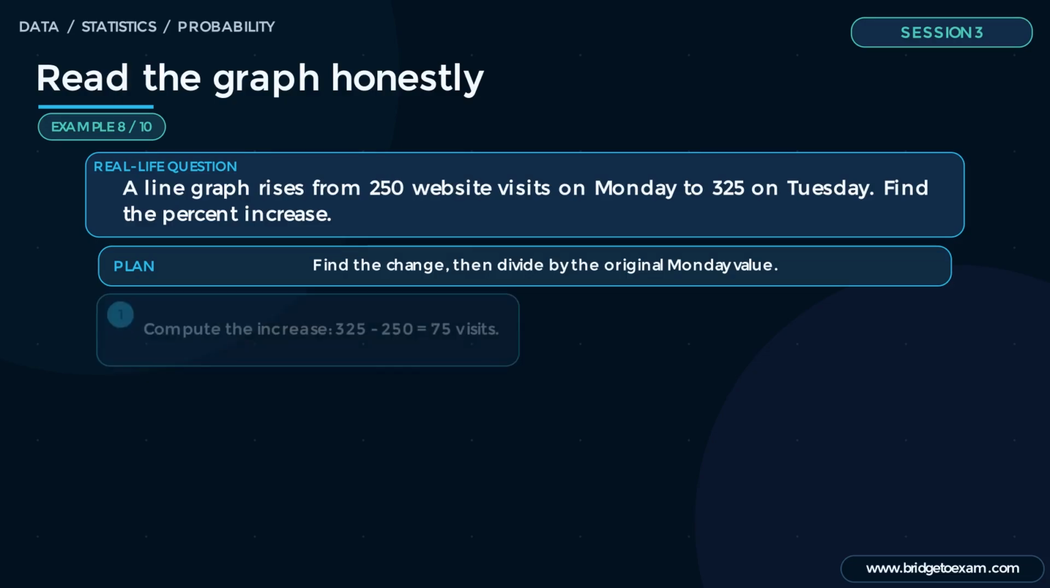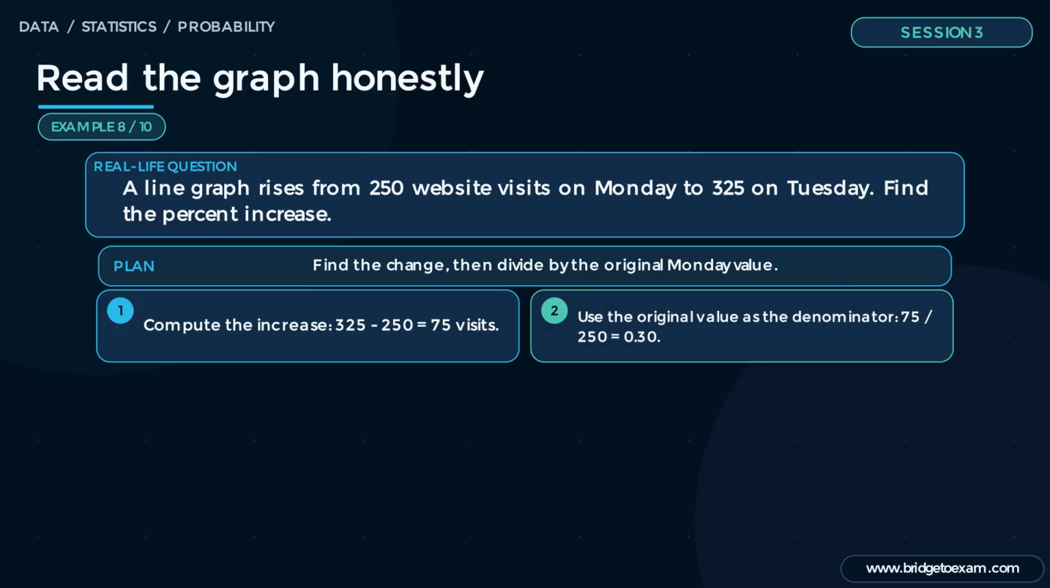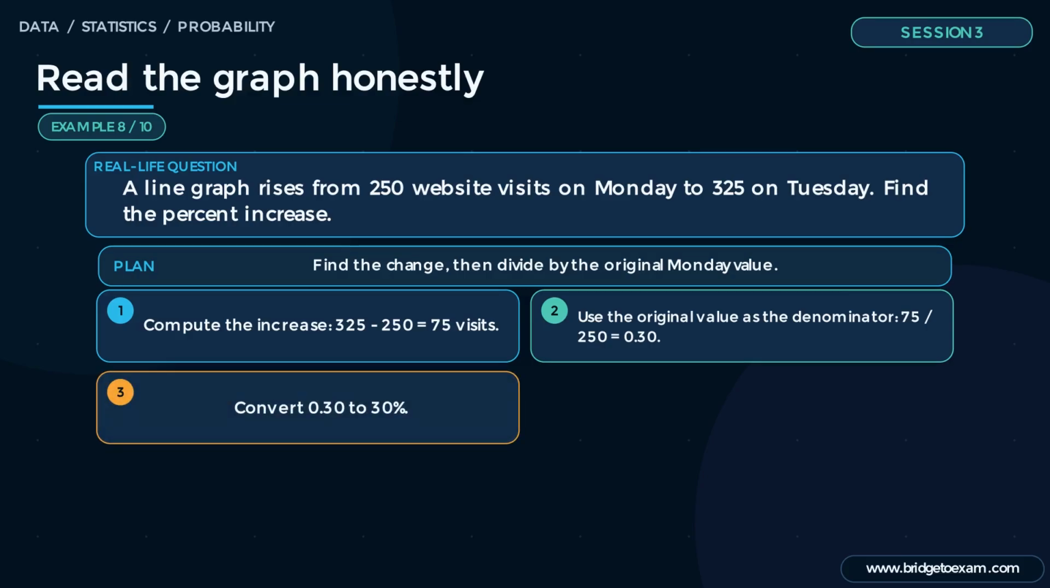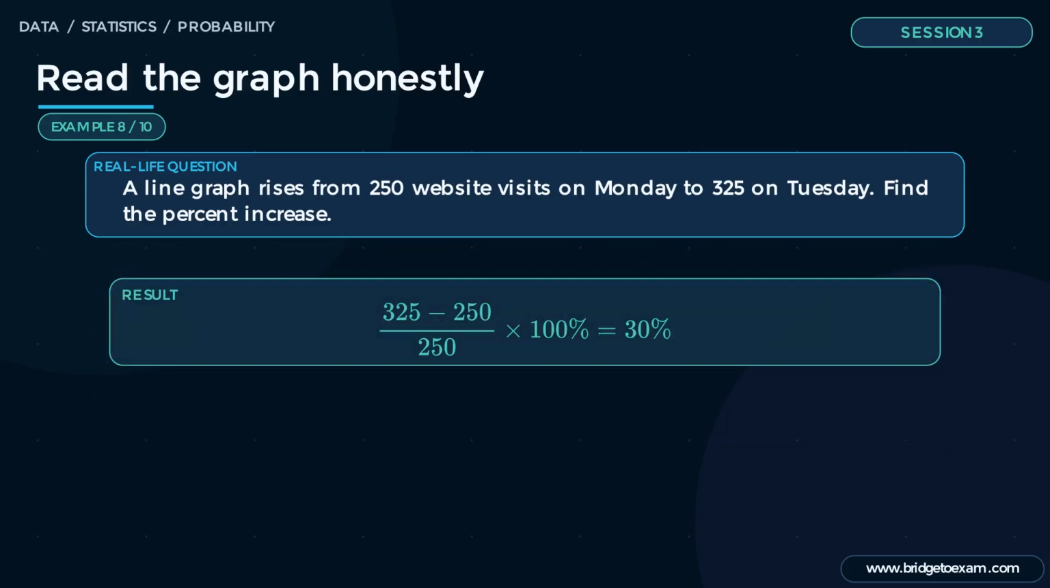Step 2. Use the original value as the denominator. 75 divided by 250 equals 0.30. Step 3. Convert 0.30 to 30%. Step 4. Website visits increased by 30% from Monday to Tuesday. Quick check. Increasing 250 by 30% adds 75 and produces 325. This matters in real life because digital teams use percent change to compare traffic growth across days with different starting levels.